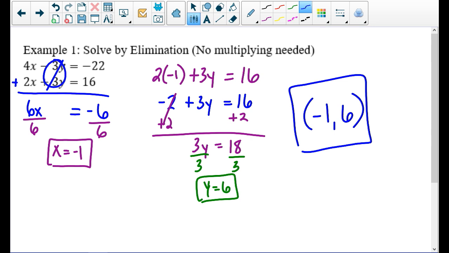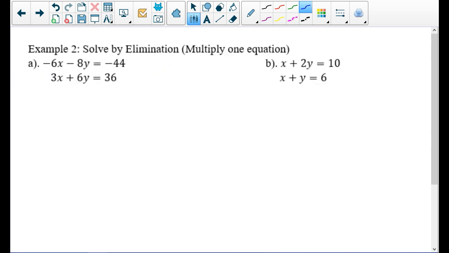So that's elimination. Now it can get a little bit harder. And again, we have 3 different options to solve these systems by. Elimination works good at certain times, substitution works good at certain times. So let's take a look at the next one. You can see here, we're going to solve by elimination.